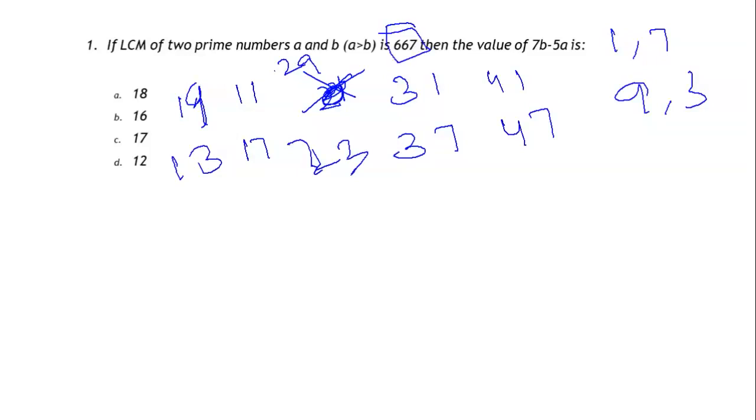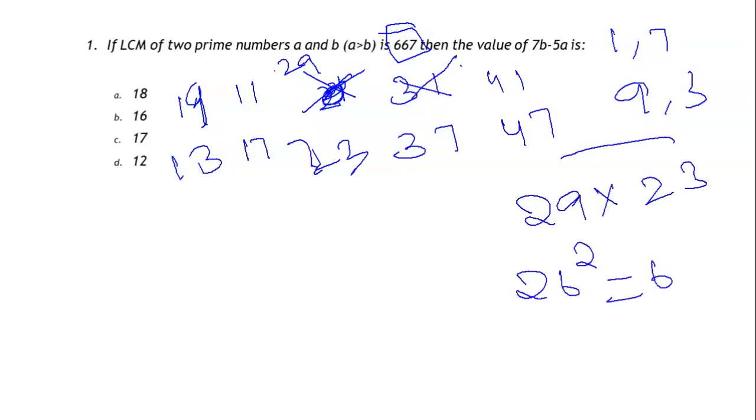667. So what do I do? 31 into 37, first guess. So I'm just trying to do 31 into 37. We know because both are 30 plus, the answer should be more than 900. So it is not correct. 29 into 23. So 29 into 23 is 26 square, which is 676, minus 3 square. 3 square is 9. So the answer is 667.